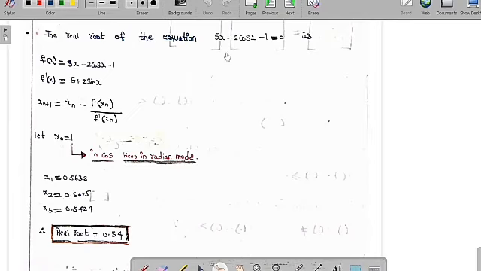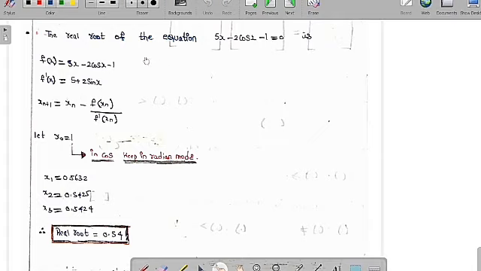The real root of the equation 5x minus 2 cos x minus 1 is equal to 0 is, suppose there is a function like this, then I want to know what the real root of this equation is. See, I have already told you, always you have to keep a function in the standard format, which is f of x is equal to 0, so f of x is equal to 5x minus 2 cos x minus 1.